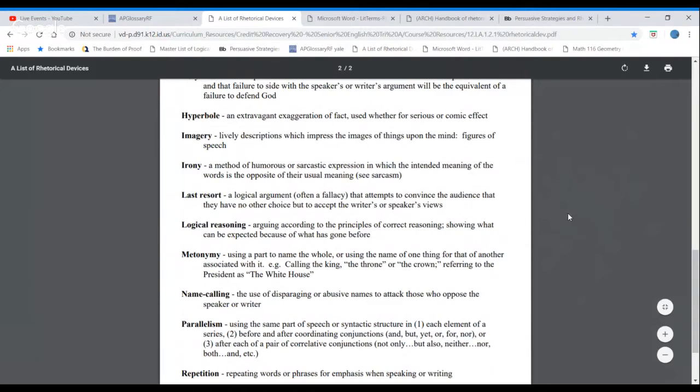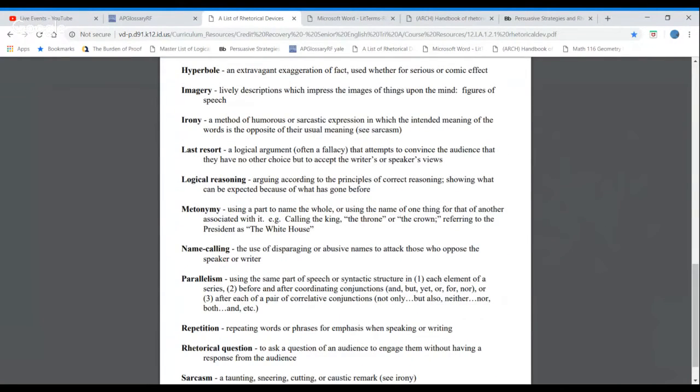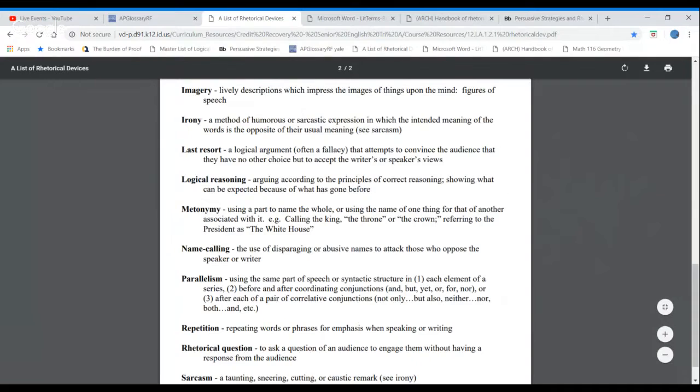Last resort, a logical argument, often a fallacy, that attempts to convince the audience that they have no other choice but to accept the writer or speaker's views. Logical reasoning, arguing according to the principles of correct reasoning, showing what can be expected because of what has gone before.